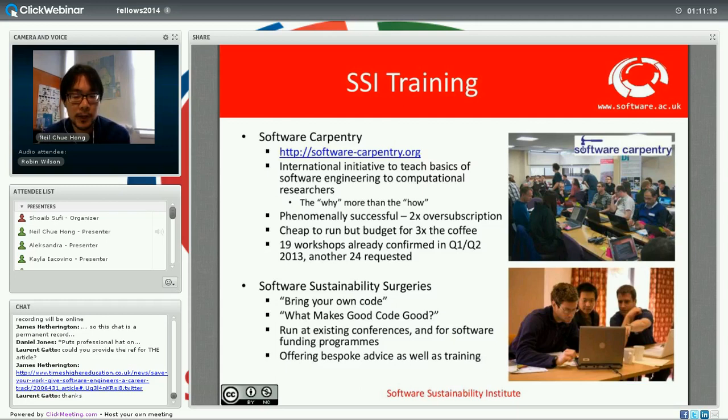And in particular, if you have ideas that you feel would be useful for taking forward under the auspices of being an SSI fellow, this is your chance. So thank you very much, and I'll hand back to Shoaib.